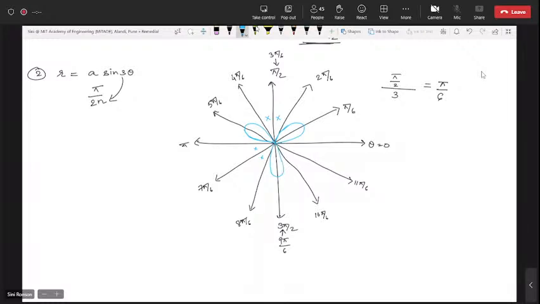Now, to check whether you are right or not, just see whether there are two sectors vacant between the first loop and the last loop. So, are we having two sectors vacant between the first and the last loop? Yes. So, this is how we complete our rose curve. Clear or not?